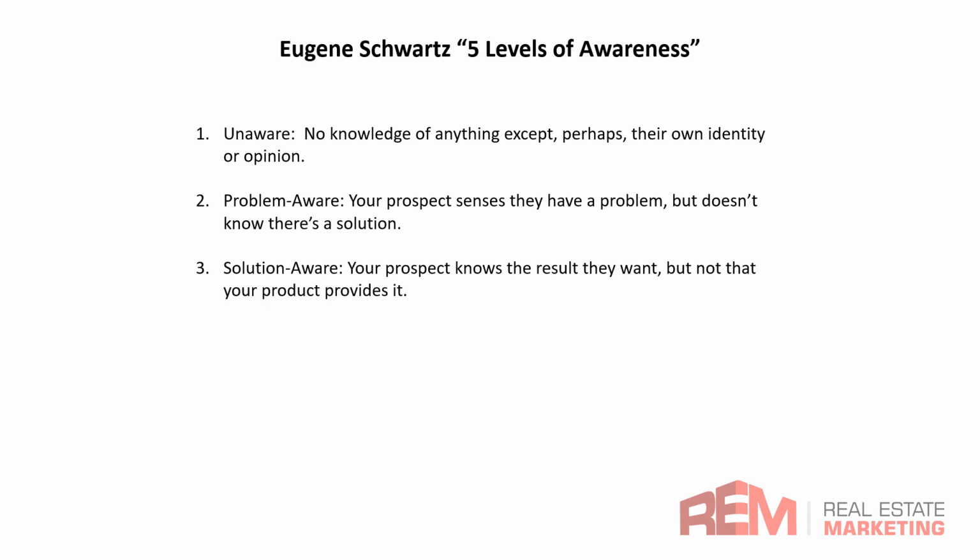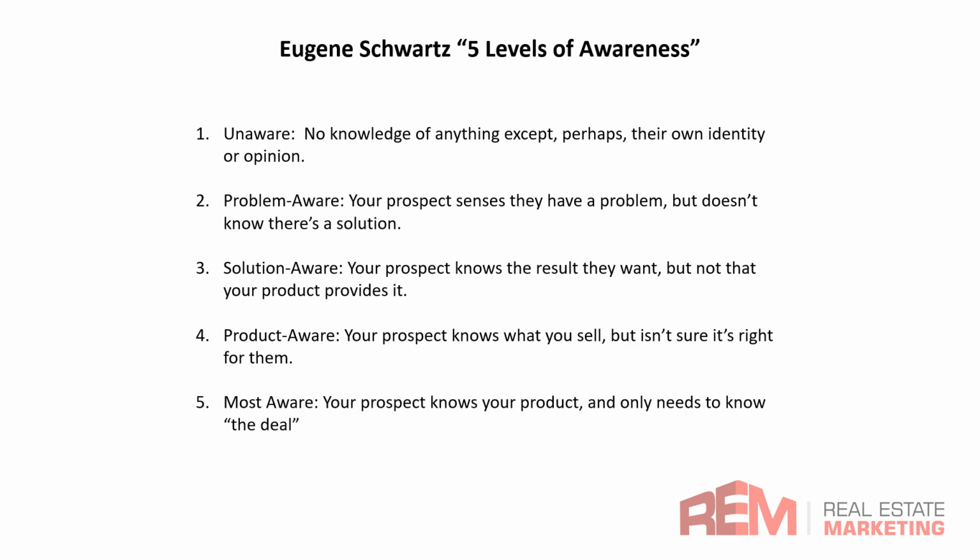Level 3 is solution aware. Your prospect knows the results they want, but not that your product provides it. Level 4 is product aware. Your prospect knows what you sell, but isn't sure if it's right for them. And then good old level 5 is the most aware. Your prospect knows your product and only needs to know the quote-unquote deal from you, i.e. have you got the best deal for them.